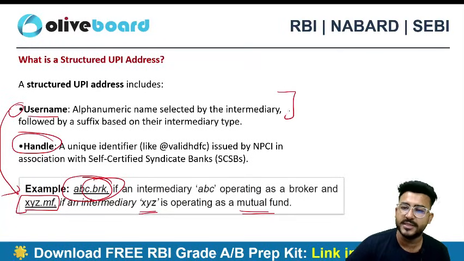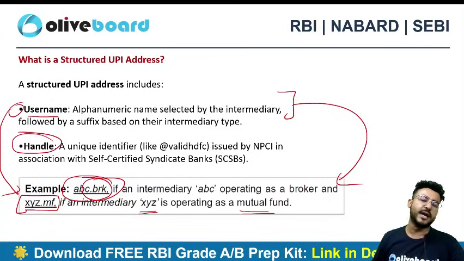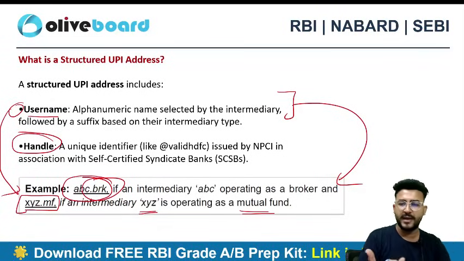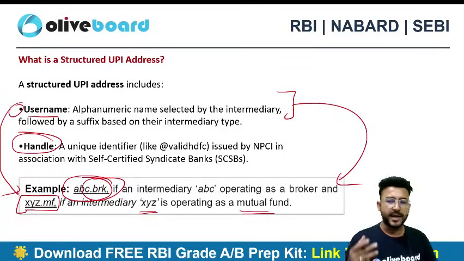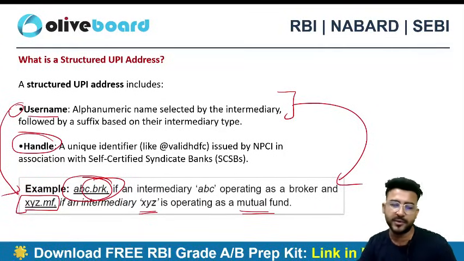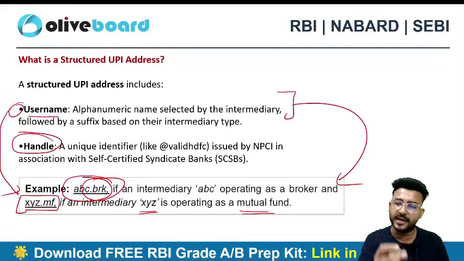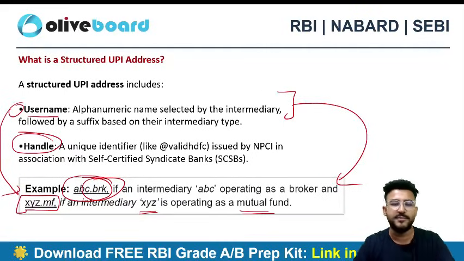So following these name conventions increases the trust in the transaction, right? If I see the UPI ID angel1.brk, I won't have to worry even a little, right? Why? Because I know that I'm making the right kind of transaction. So that's the username. That's the username convention.